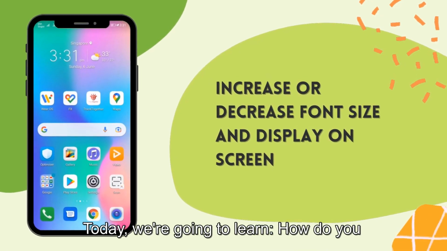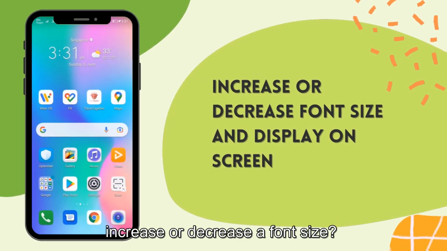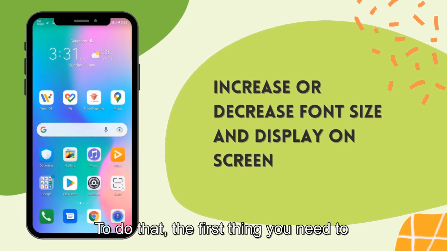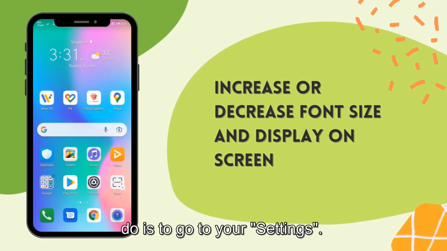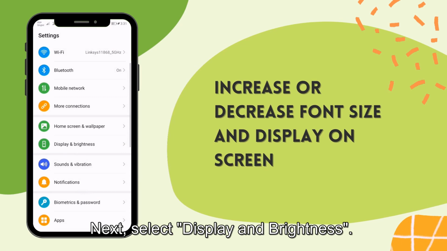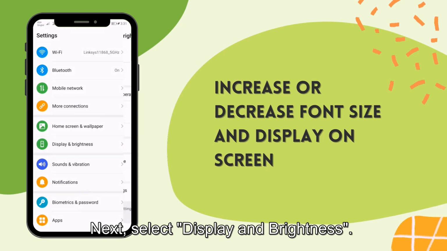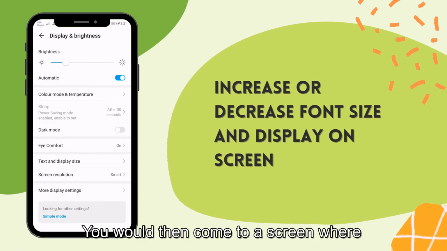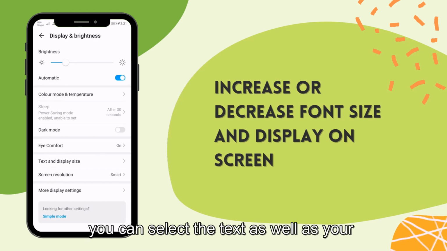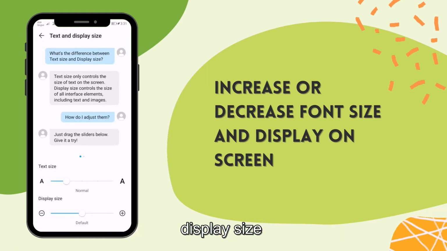Today we're going to learn how you increase or decrease a font size. To do that, the first thing you need to do is go to your settings. Next, select Display and Brightness. You would then come to a screen where you can select the text as well as your display size.